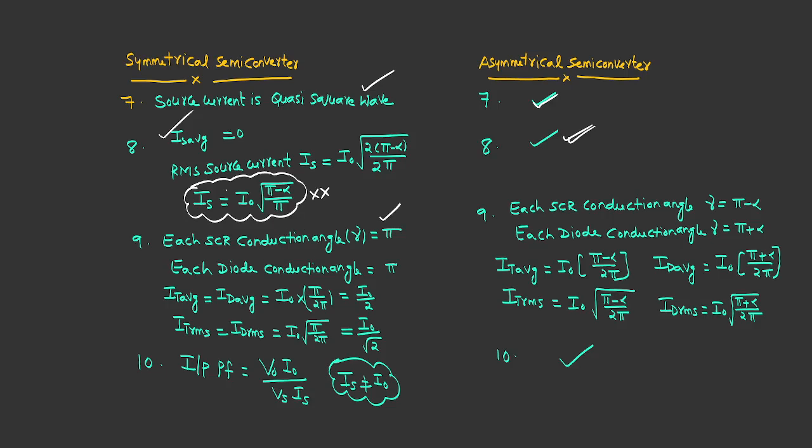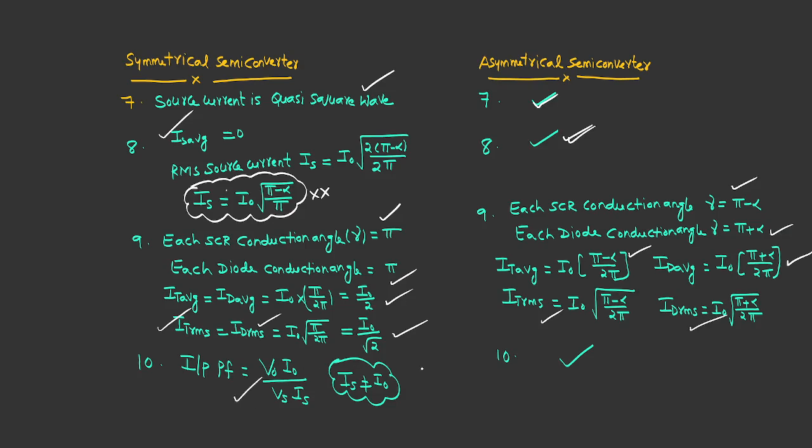In symmetrical, each SCR conduction angle is pi minus alpha, and each diode conduction angle is pi. But here, in asymmetrical, each SCR conduction angle is pi, and each diode conduction angle is pi plus alpha, students. Average value of each thyristor current equals average value of diode current, I naught by 2, but here it is I naught into (pi minus alpha) by 2 for the thyristor and I naught into (pi plus alpha) by 2 for the diode. RMS thyristor current and RMS diode currents are equal, I naught by root 2, but here RMS thyristor current and RMS diode currents are unequal.